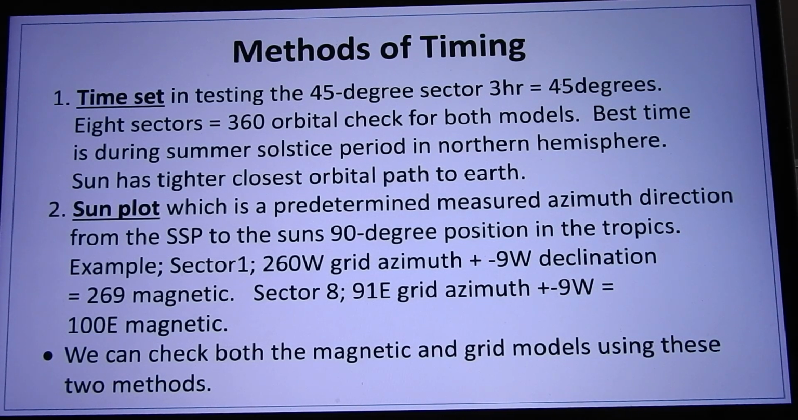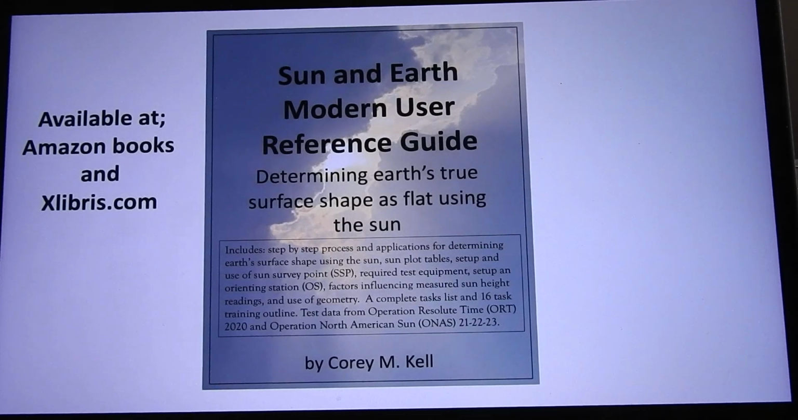Very in-depth, accurate methodology. All this can be found in the Sun and Earth Modern User Reference Guide. It was put out in October of 2023. There's a 16-step, 16-task checklist. It breaks down if you've never used a compass, I teach you how to do that. There's a 9-step geometric validation process broken down. There's test data from Operation Resolute Time and Operation North American Sun. All that is within the book, and it's available on Zilibris Books or also on Amazon Books. Also, Walmart and Everland, there's a couple other places as well that it's coming. It's becoming more and more popular, going out to different places.